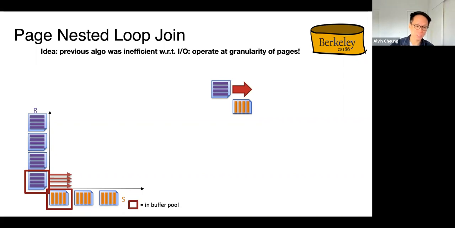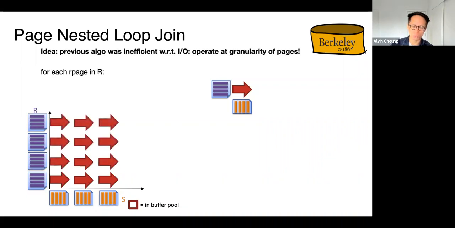So the same process is going to go on. We're going to first process the first page of R against the first page of S. And then we're going to move down, load in the second page of S, and process that against the first page of R, and so on and so forth. So now instead of processing 1 tuple at a time and then moving on to the next page, we're going to process all the tuples of the page that we have loaded in until we are done before moving on to the next page.